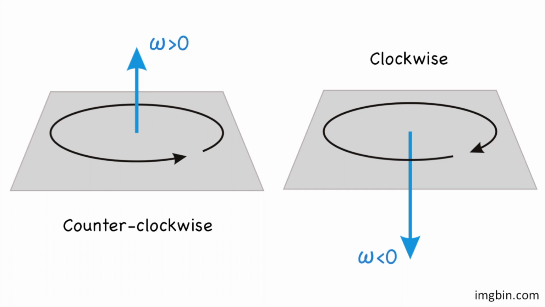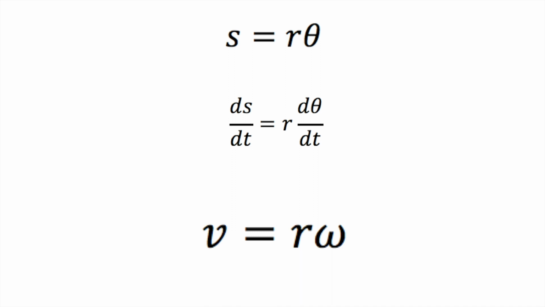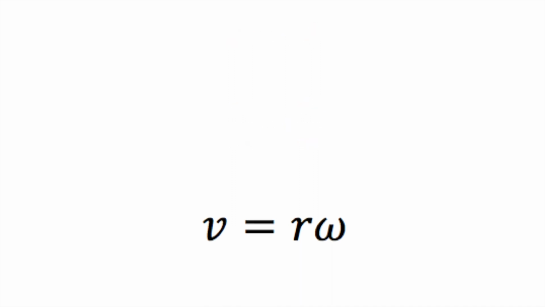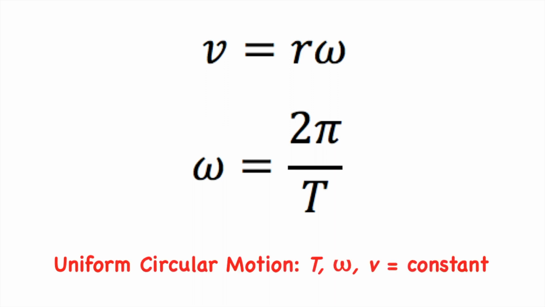Because the displacement and the position angle are related, we can derive a relationship between linear and angular velocity. We only have to derive the two parts of the equation with respect to time. We can also relate the angular velocity with the period, which is the time it takes to complete an angle of 2 pi radians. It is immediately seen from these equations that, in the case of uniform circular motion, not only the period, but also the angular and linear velocity stay constant.